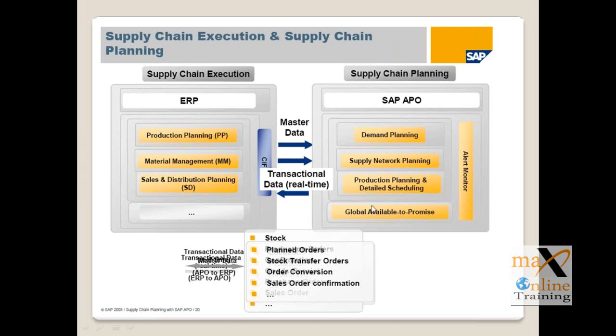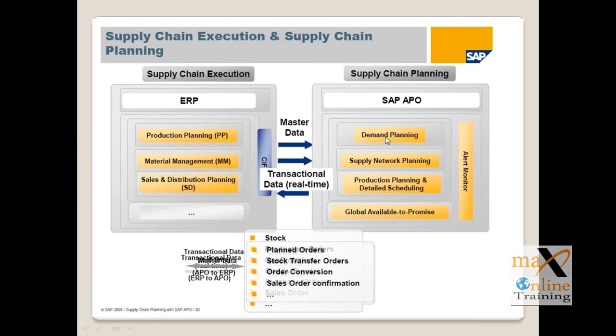Say for example, my demand planning system says we will sell 1,000 units next month. That is my forecast. Then I will send this information to production, so that the production team will only produce 1,000 units, so that I can match my supply with my demand.